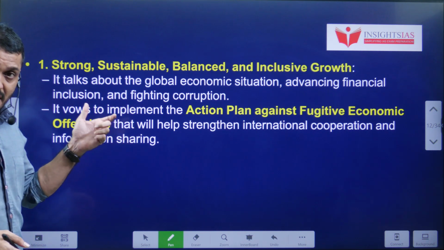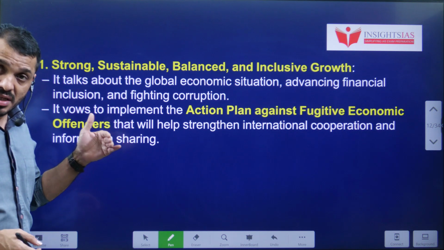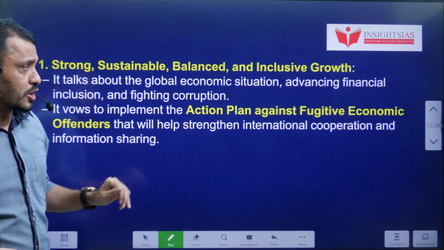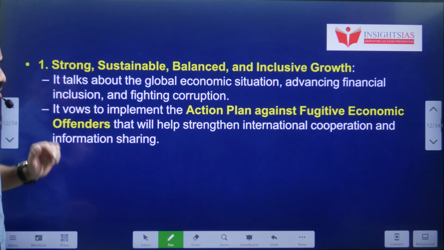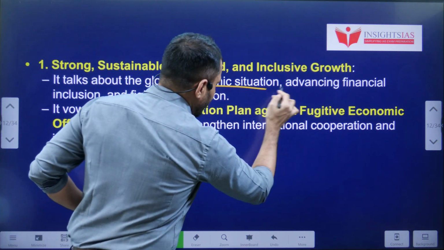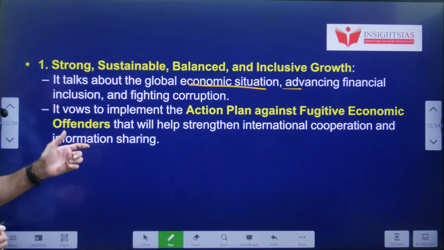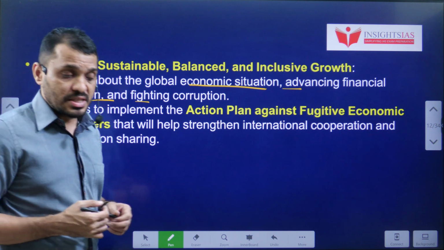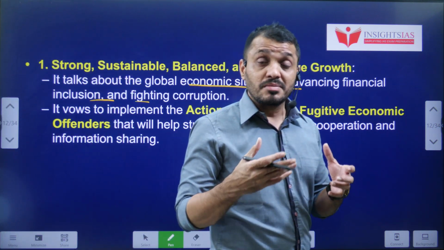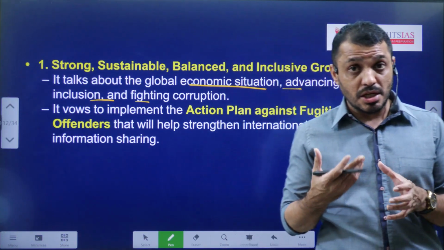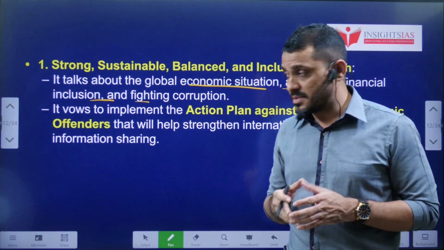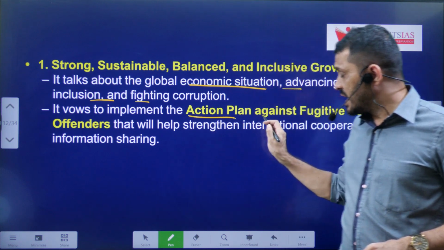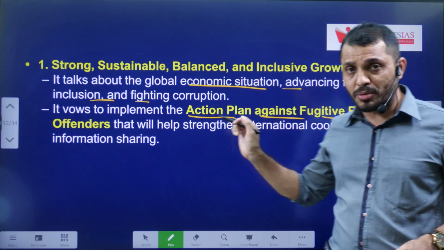Now we'll see the 10 major chapters in the Delhi declaration. The first one is about strong, sustainable, balanced and inclusive growth. This is about the global economic situation, advancing financial inclusion and fighting corruption. Financial inclusion is all about including vulnerable societies. Vulnerable sections should also get the financial benefits. Apart from that, the countries also decided that they will implement the action plan against fugitive economic offenders.